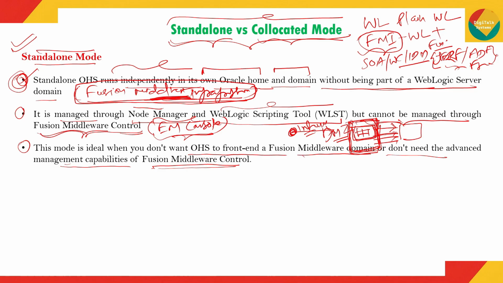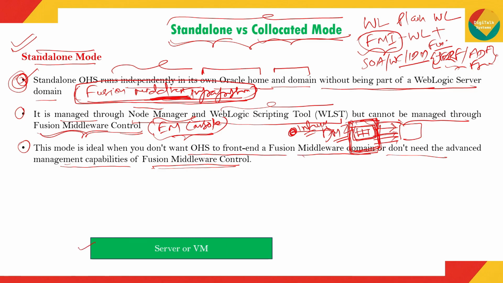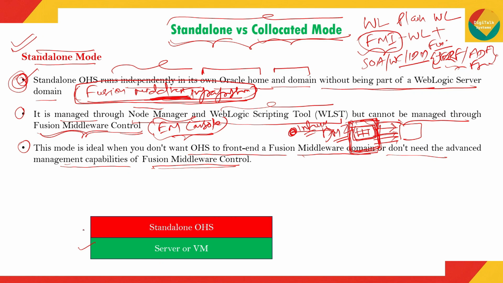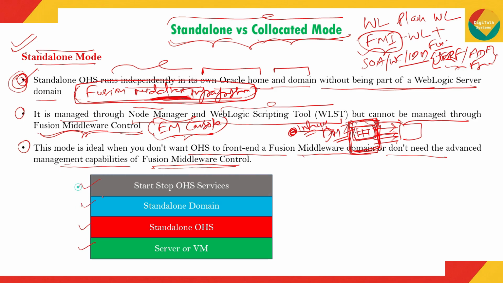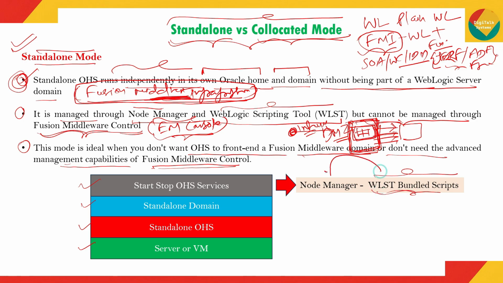Okay, so now what would be the architecture in this case, specifically when we are going for the installation? You have a server or maybe a virtual machine. You can install OHS directly in the standalone mode. Then you create your standalone domain, and then you start and stop the services. For starting and stopping the services, you can use the inbuilt WebLogic WLST scripts. And these scripts always utilize the node manager. So that means if you are going to start or stop your OHS with the help of the inbuilt bundled script, then you always need the node manager.